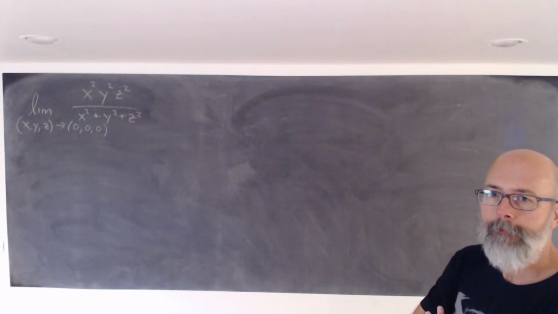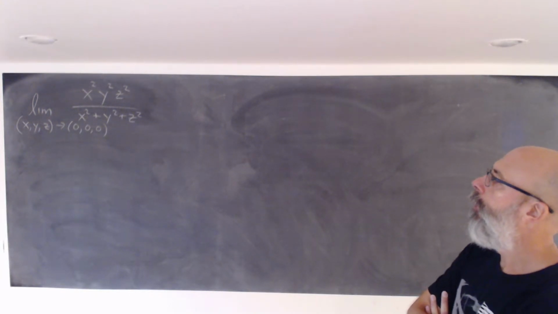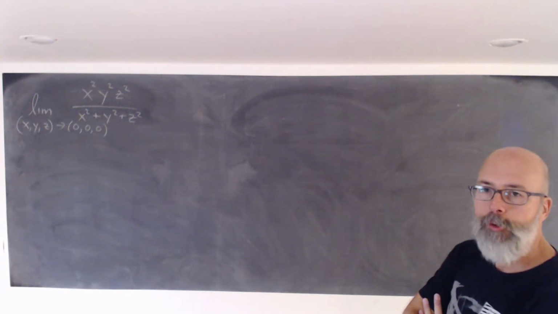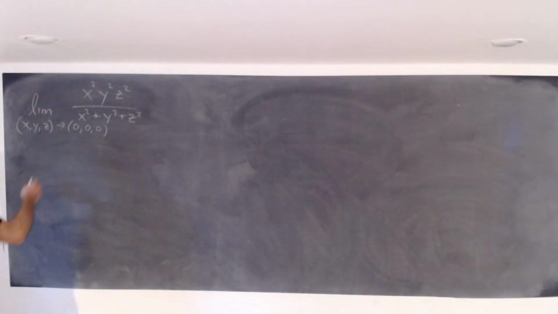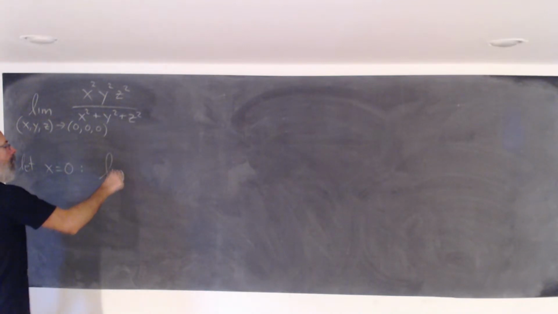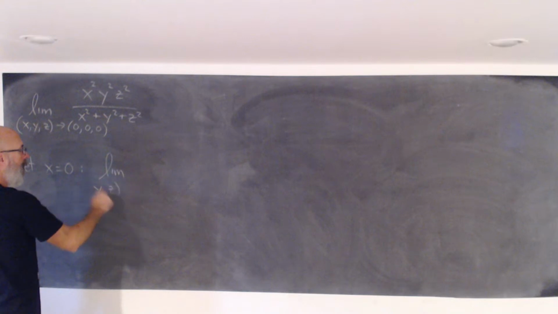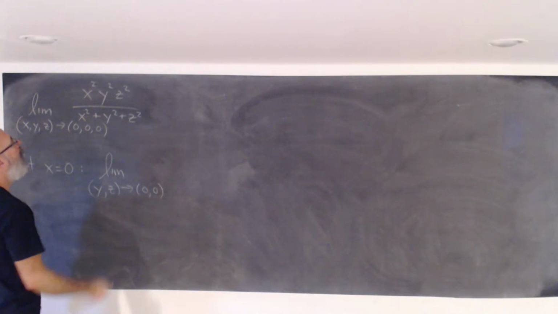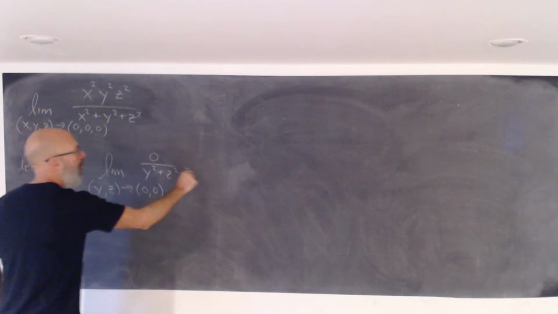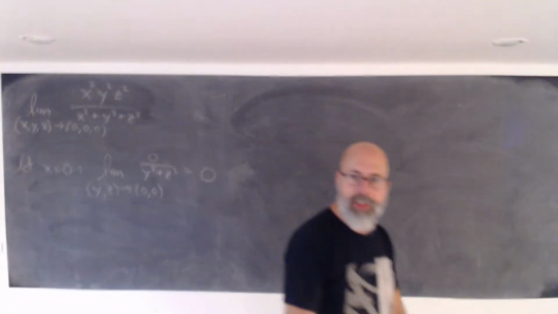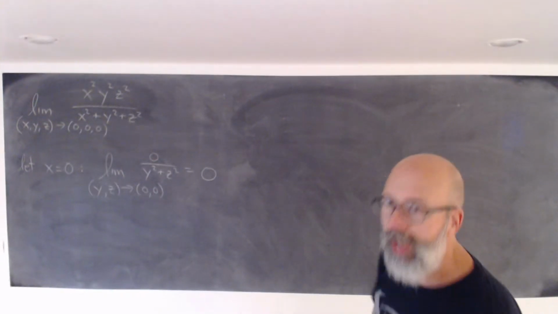Let's start with Tony's question. I'm sure you tried a few paths, right? Namely, if x is 0 in the yz plane, so you try a few paths. And when x is 0, this is 0 over y squared plus z squared, which is 0. So if the limit exists, it has to be 0.